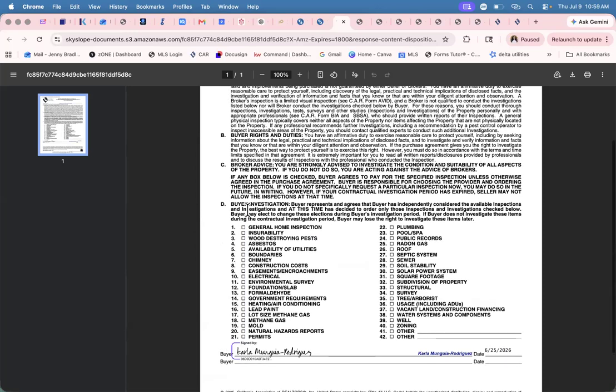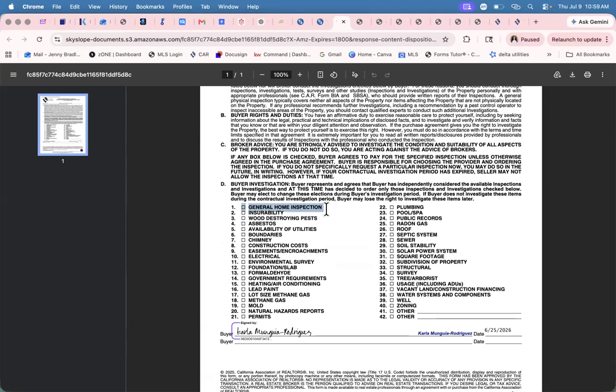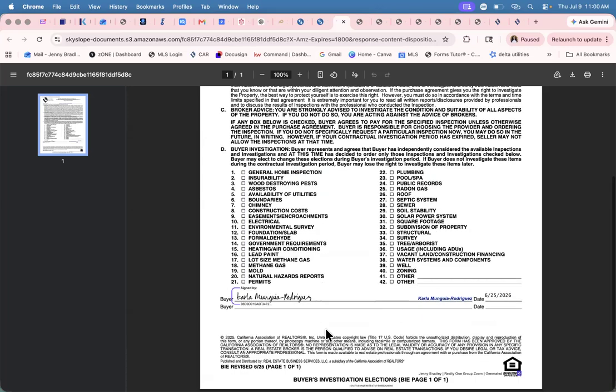If you are representing the buyer and you did a general home inspection, you would have to check this. If you did a wood destroying pest inspection, you would have to click that. Asbestos, chimney inspection, electrical, lead paint, heating and AC, mold, natural hazard, plumbing, pool, spa, any of this, roof, septic system, sewer, you would have to check whatever inspections you did, okay?